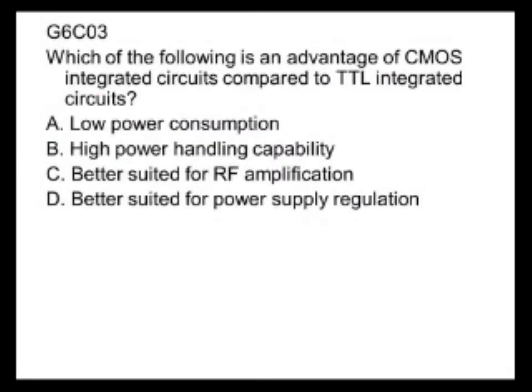Which of the following is an advantage of CMOS integrated circuits compared to TTL integrated circuits? Some more alphabet soup here that I will try to stir up a little bit. CMOS is complementary metallic oxide semiconductor technology, and TTL is the older transistor-transistor logic. CMOS has replaced TTL because of its lower power consumption. CMOS has much lower power consumption than the older TTL integrated circuits.